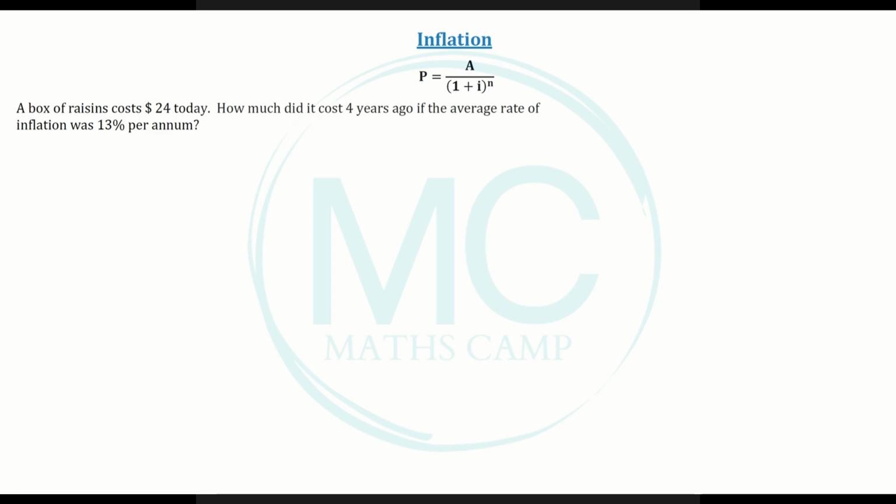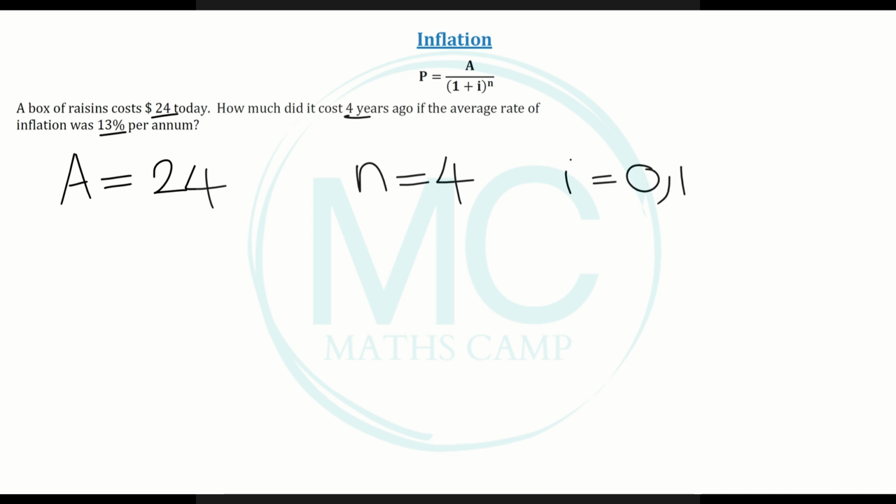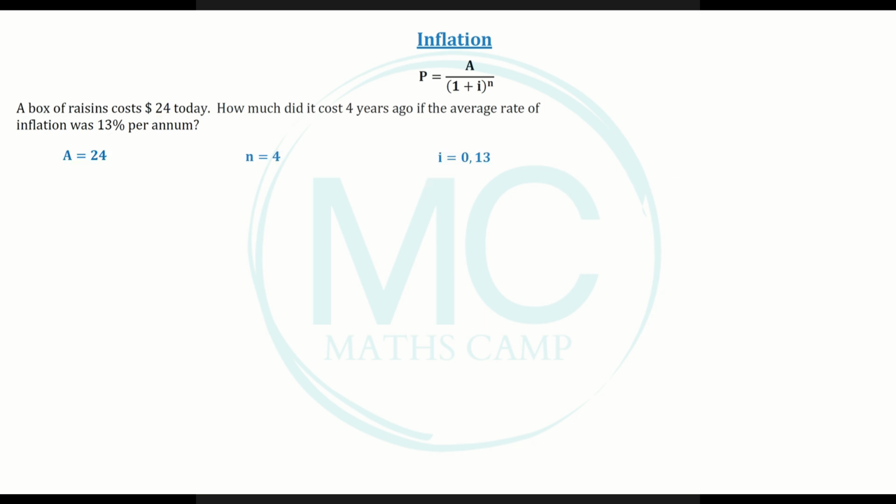Now we can find our A, I, and N values. The raisins cost $24, so A is equal to 24. We want to find the cost from 4 years ago. This is our time period. So N is equal to 4. The average rate of inflation is 13%. So to find I, we say 13 over 100, and we get 0.13.